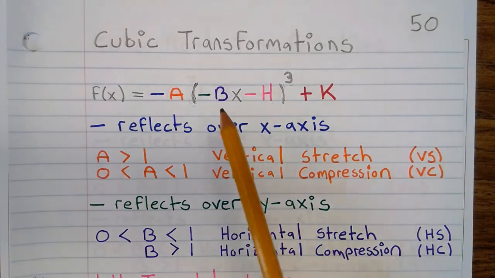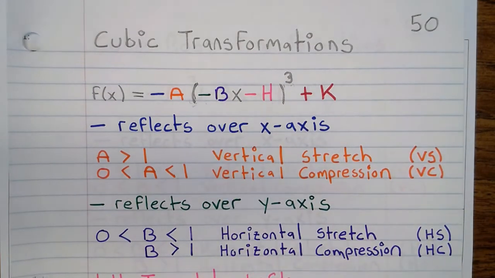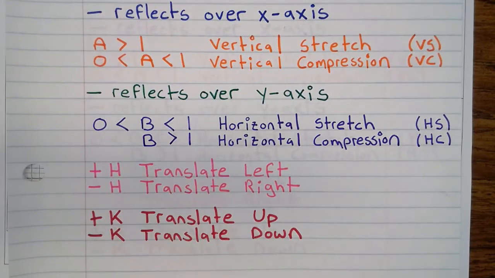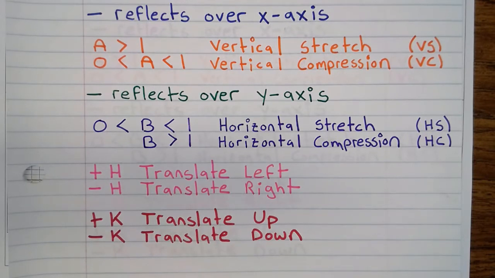When the negative is inside the parentheses in front of b, it reflects over the y-axis. And then when b is greater than 0 but less than 1, it's a horizontal stretch. And when b is greater than 1, it's a horizontal compression. When it's plus h, it translates left. When it's minus h, it translates right. When it's plus k, it translates up. And when it's minus k, it translates down. All right, so that's the cubic transformation notes.